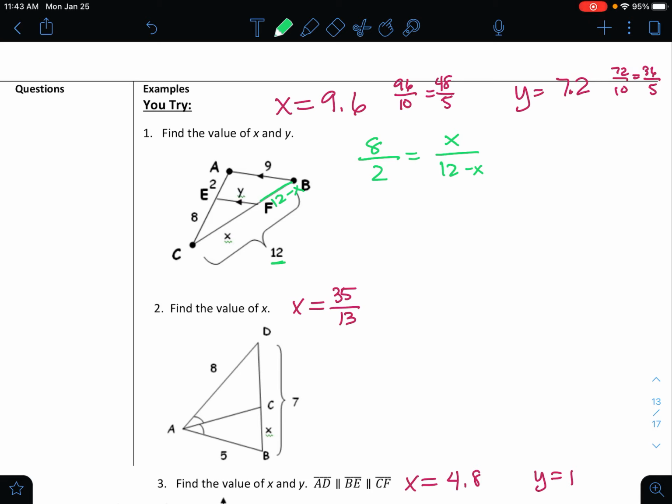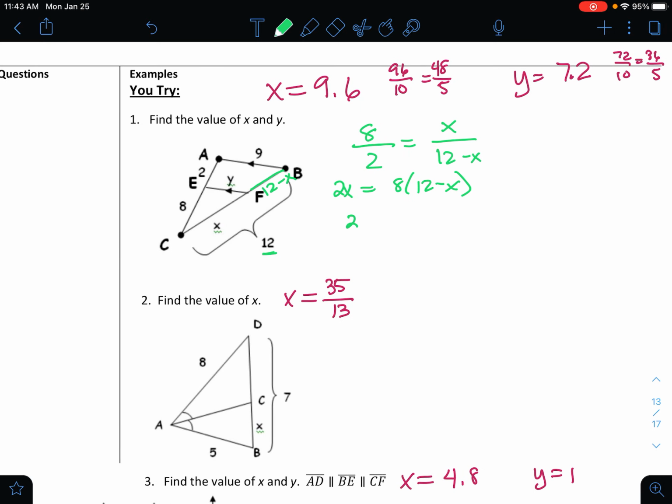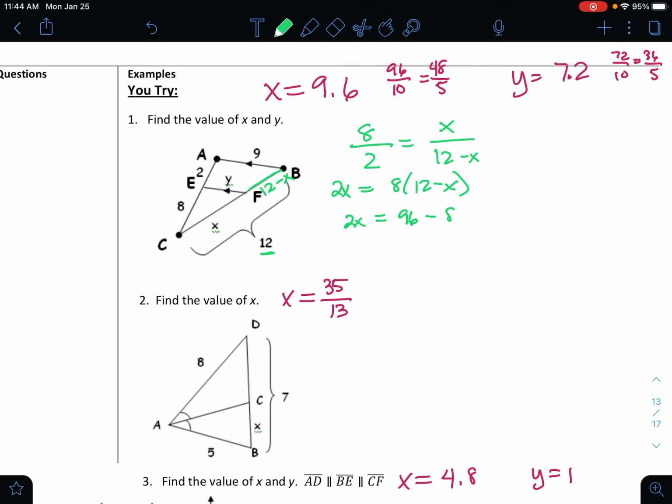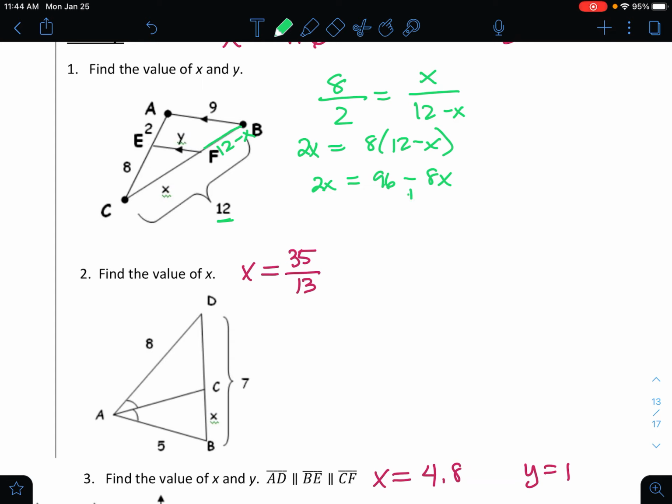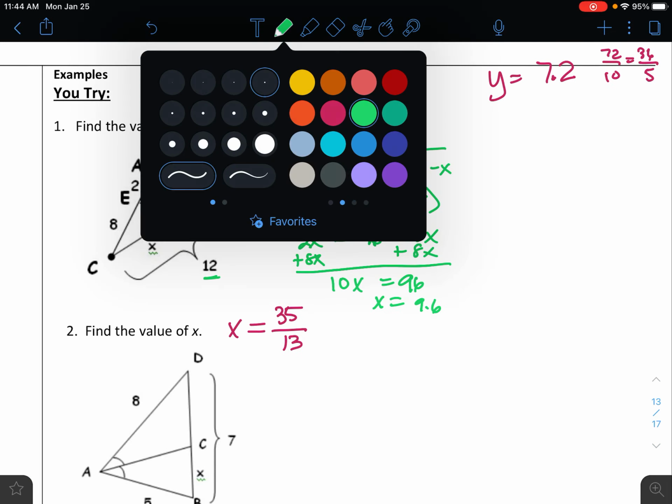Now, I could have flipped the whole thing over. I could have 2 over 8, and then I would have to have 12 minus x over x. We can reduce 8 over 2 down if we want, but I'm just going to leave it and do my cross multiplying. So I get 2x, and then I have to do 8 times both 12 and x. That gives me 2x equals 12 times 8 is 96 minus 8x. Then I will want to add the 8x over. So 10x equals 96, and so there's my 9.6. Okay, so that is that first triangle proportionality theorem.